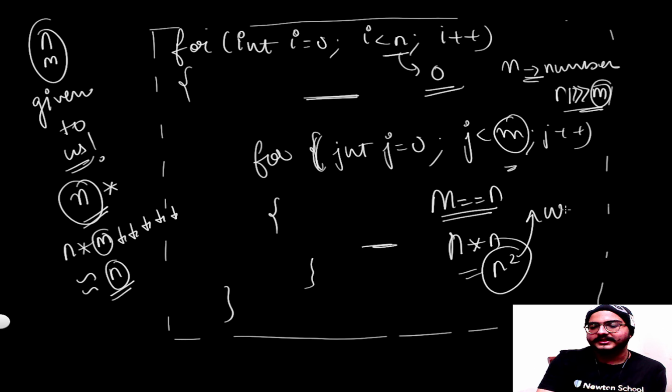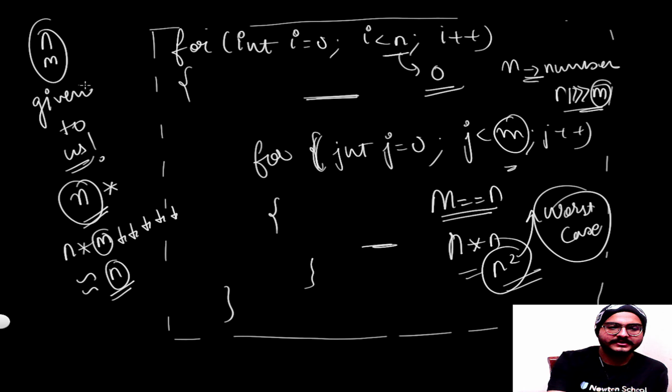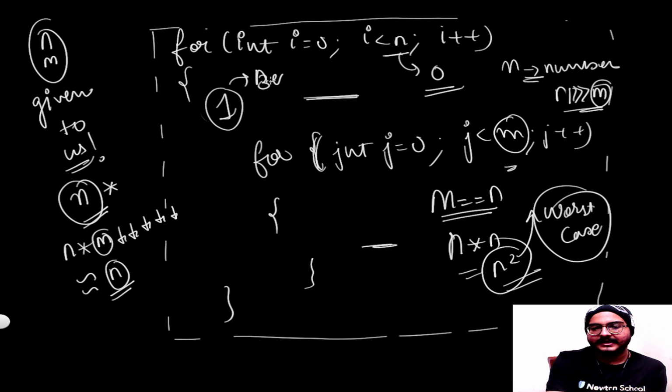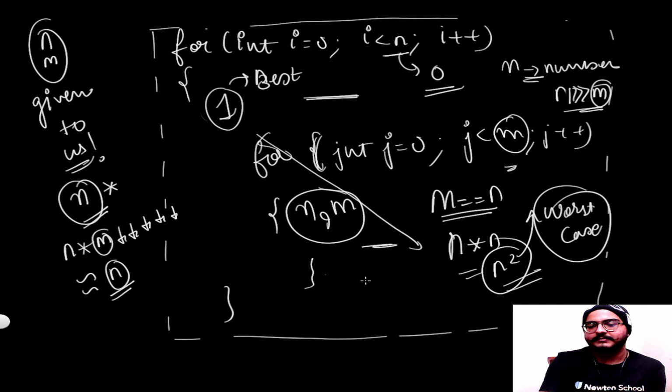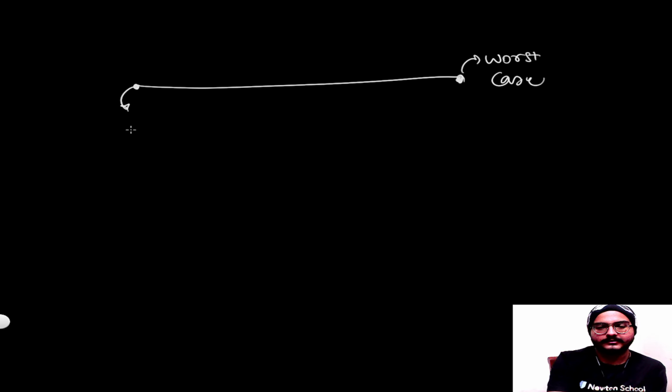So this is our worst case, that the function would run for n square times. And it only runs for one time is our best case, and the average case is in between them. Like it could be n, it could be m, the average case is in between them. So we can just plot a line: this is our worst case, this is our best case, and this is in particular our average case. We can say this thing.